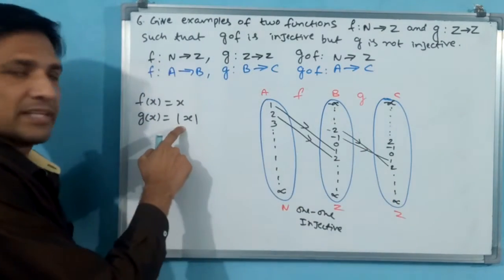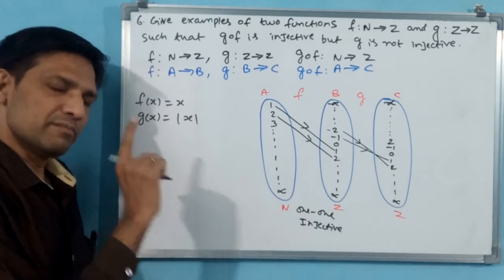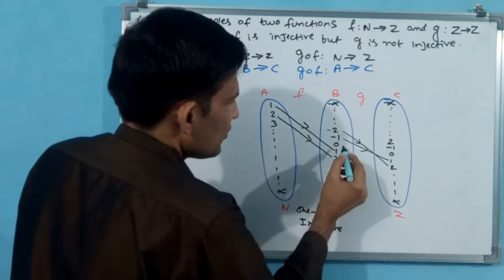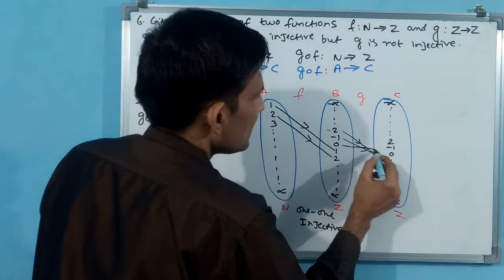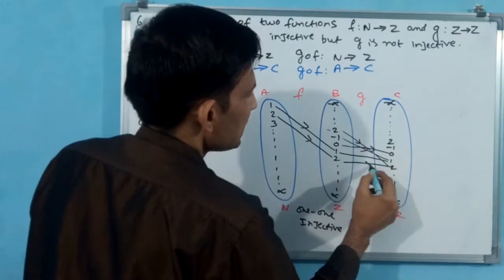Why? Because modulus is there. Even if you give plus 1 or minus 1, plus only will come. Positive numbers only will come. Okay. What about 0? 0 to 0 also will go. 1 to 1, 2 to 2.